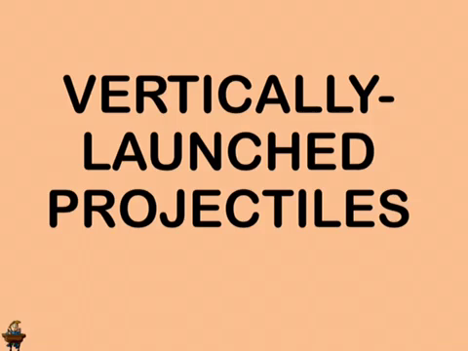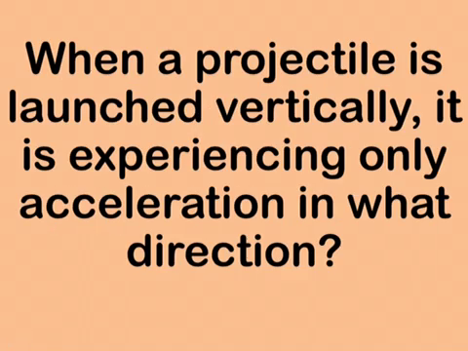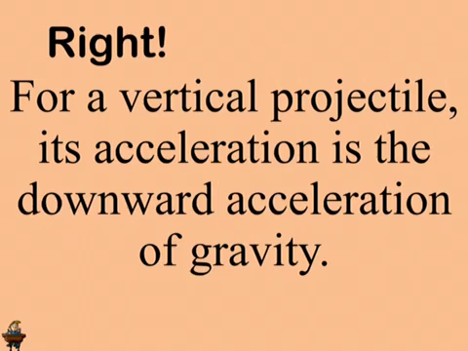We are going to focus today on vertically launched projectiles. They are the simplest kind of projectile, and I think we should start with something simple. When a projectile is launched vertically, it's experiencing only acceleration in what direction? To answer this question, we have to think about what's the only thing acting on the projectile when it's flying through the air. Oops, wait, no air. When it's flying through the lack of air. If you think about that, the only thing that's acting on it is gravity, so therefore it's going to be accelerating downward because of gravity.